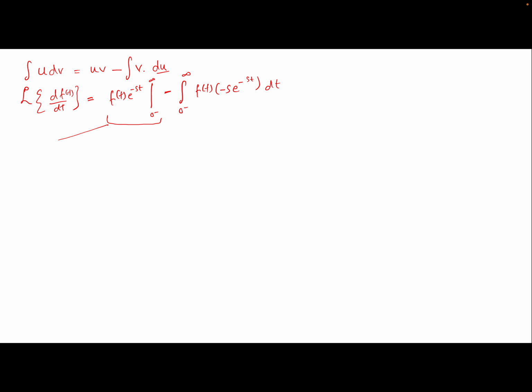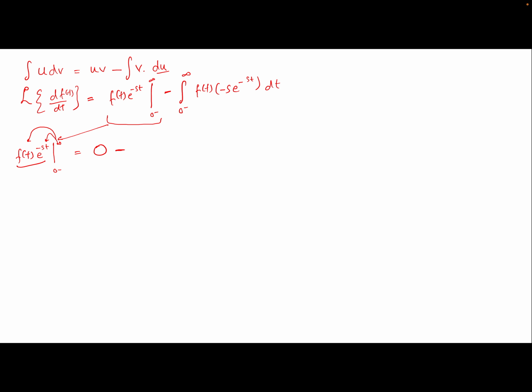Let's first consider this thing. So you have f of t e raised to power minus st, 0 negative to infinity. Once you put infinity over here, let's say infinity in time, e raised to power minus infinity is 0. Practically, you're going to get 0. 0 multiplied by f of t is going to come out to be 0, which is essentially you're applying a limit t approaches infinity to this function.